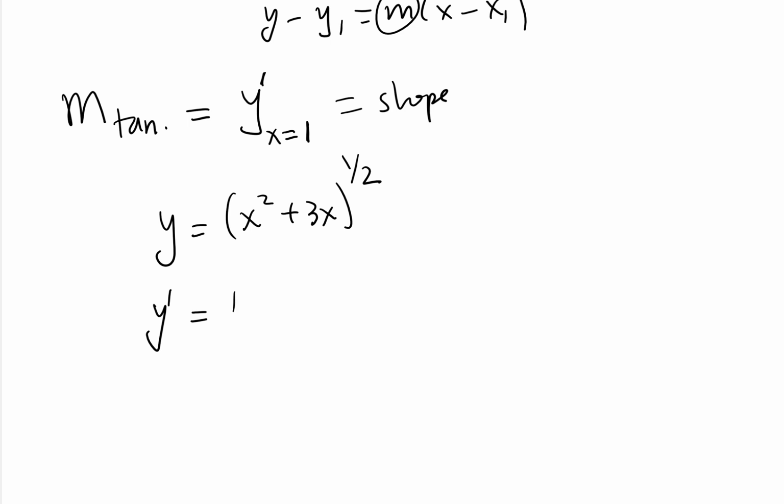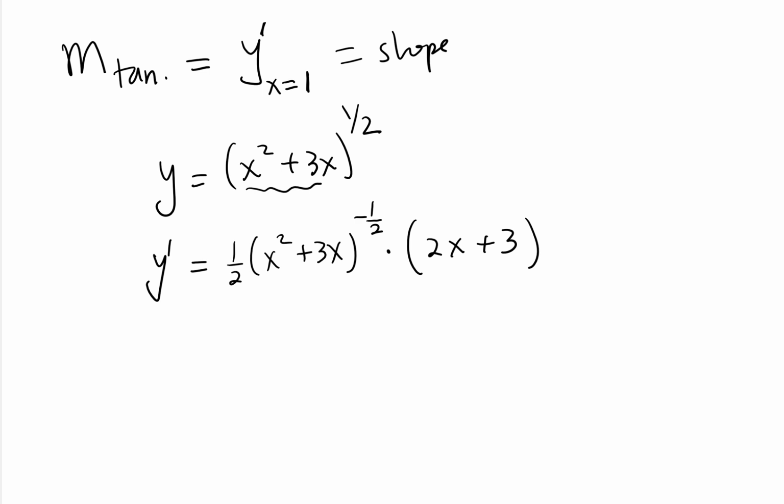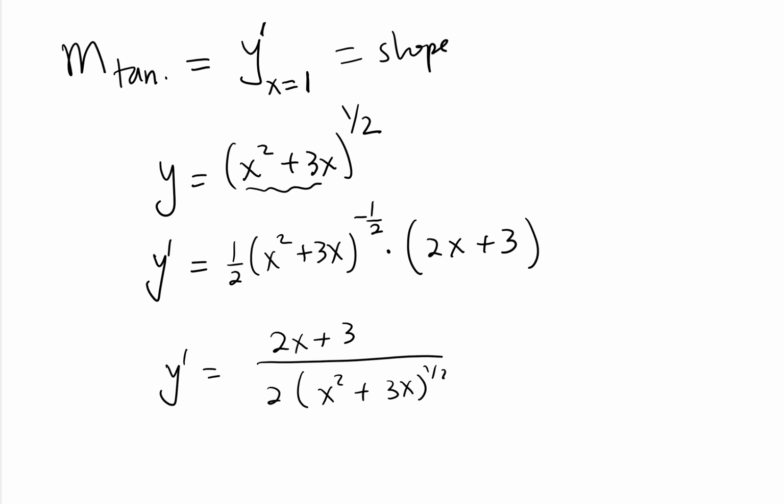Okay, let's go over this. So y prime would be, bring the 1/2 down, x squared plus 3x, subtract 1 from 1/2, it's negative 1/2, times, by the chain rule, the derivative of the inside, which is 2x plus 3. So then y prime, keep the 2x plus 3 as is, and the 2 down here. We need to bring that one down, the one with the negative exponent. You can't have negative. And again, 1/2 means it's the square root.